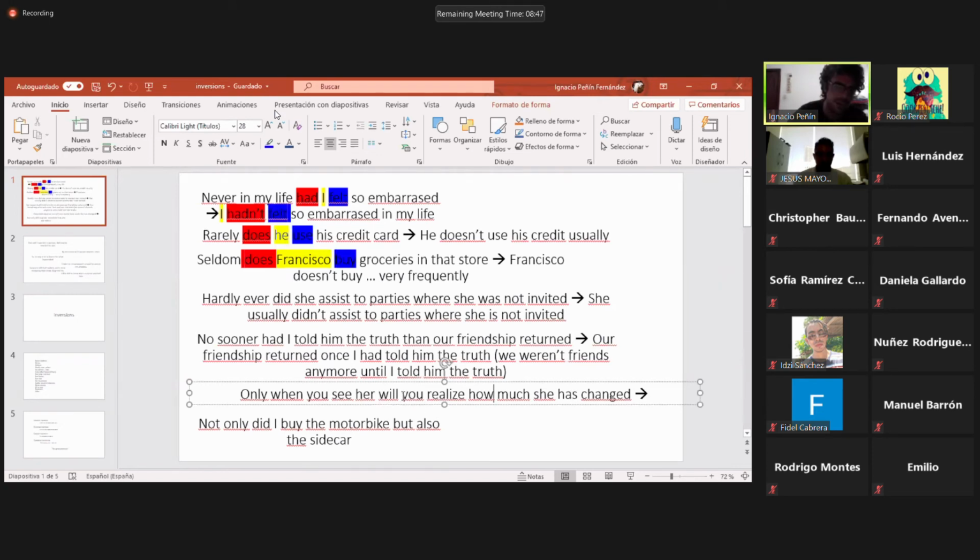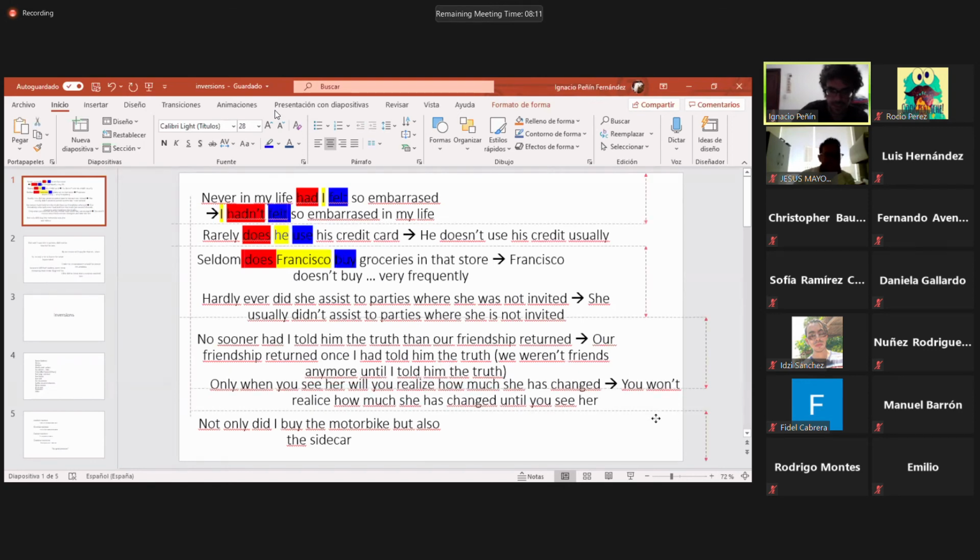Okay, yes, and you will only rewrite that. You won't realize how much she has changed until you see her. Okay. Yes, sorry, because it was a mistake with my typing. You won't, in this case is negative again, you won't realize how much she has changed until you see her. Okay, something like that.